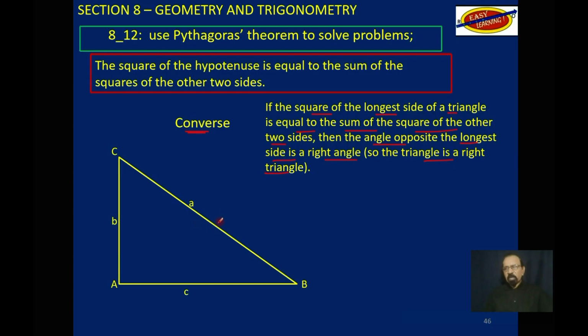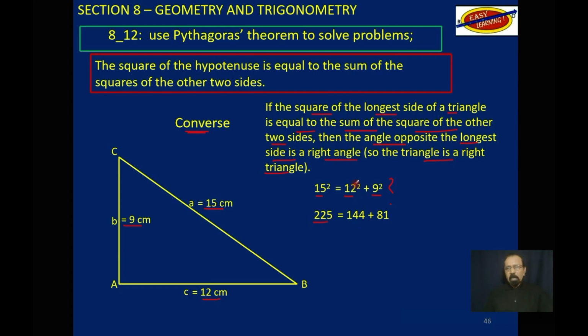If we know the sides, and this is 12, this is 15, and that is 9, how can we show that this is a right triangle? How do we know that there's a right angle here? So we have to show that the square of the longest side is equal to the sum of the squares of those other two sides. So 15 squared is equal to 12 squared plus 9 squared. Is it? Let's work it out.